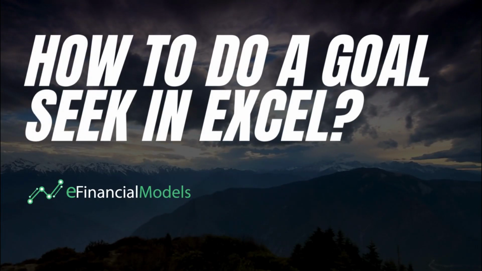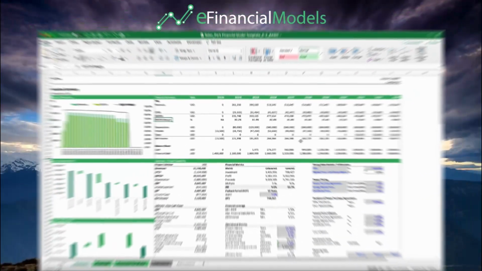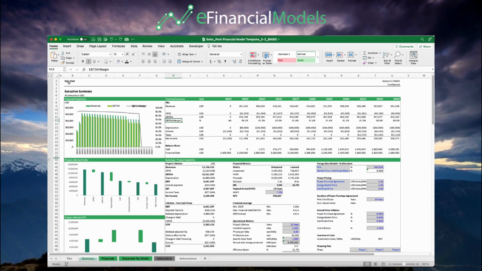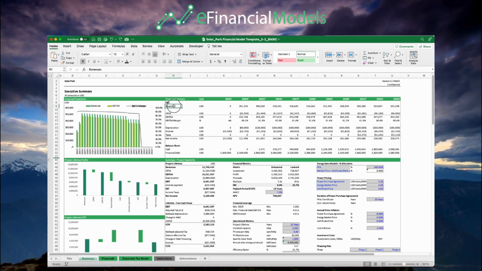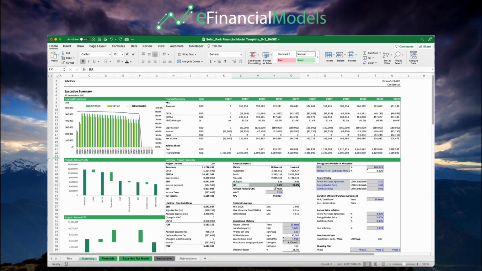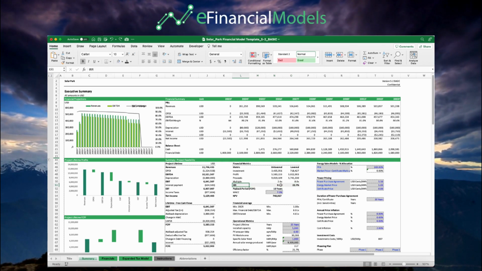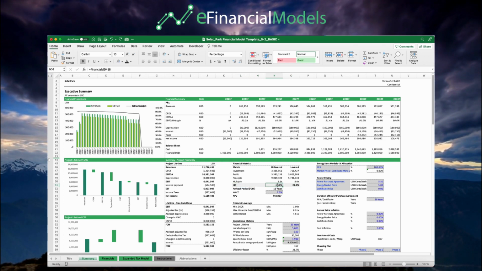How to do a goal seek in Excel. When you have a financial model, in our case an economic model for a solar park, we generate certain revenues and profits, which will return a certain profit over this project. The figure here measured is the internal rate of return, unlevered, over 20 years, 9%.